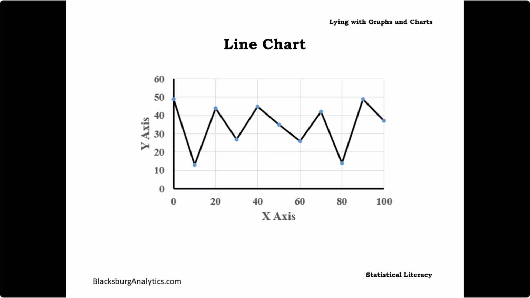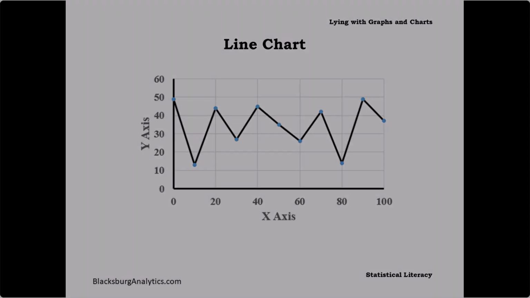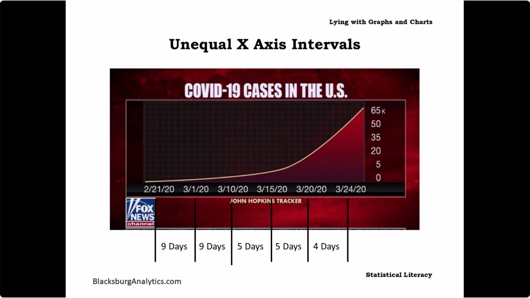Line graphs often show a progression through time. They are easy to manipulate because both the x and y axes can be distorted. This chart shows the growth in COVID cases from February 21, 2020 to March 24, 2020. The x-axis has equal width between marks, but the number of days between marks is not the same. The actual curve is much flatter at the beginning and steeper toward the end.